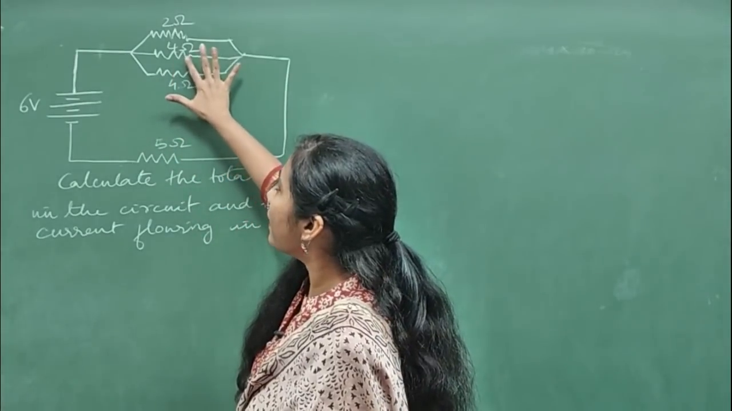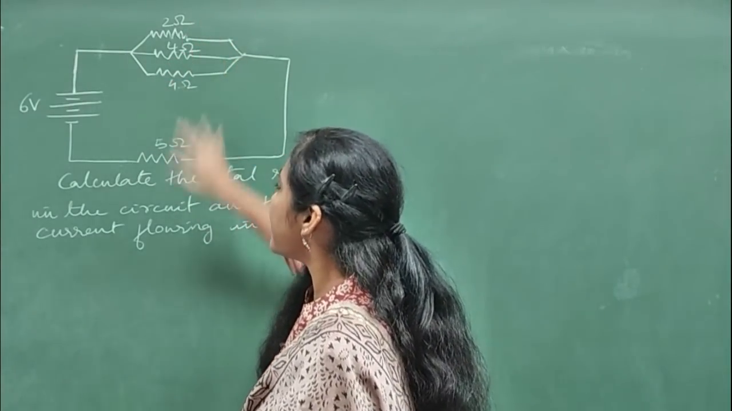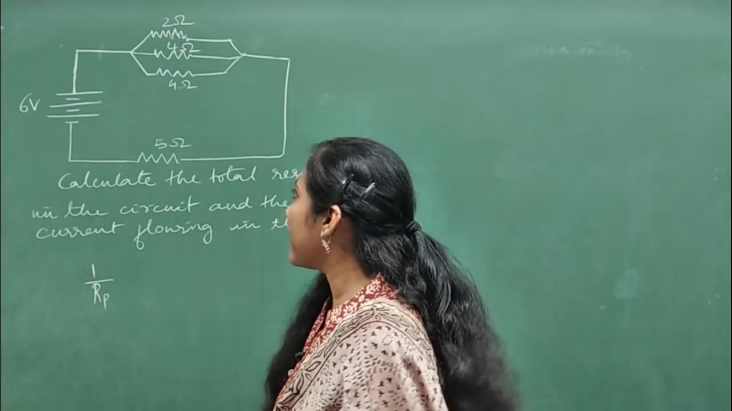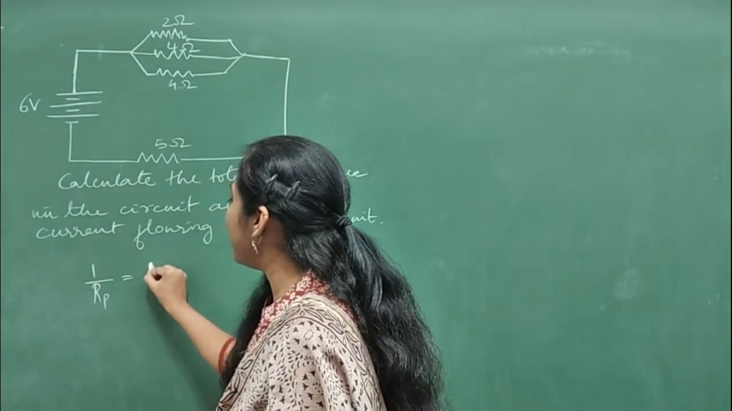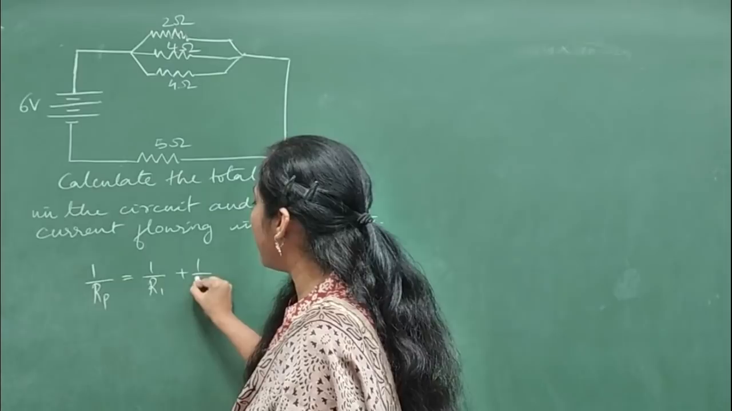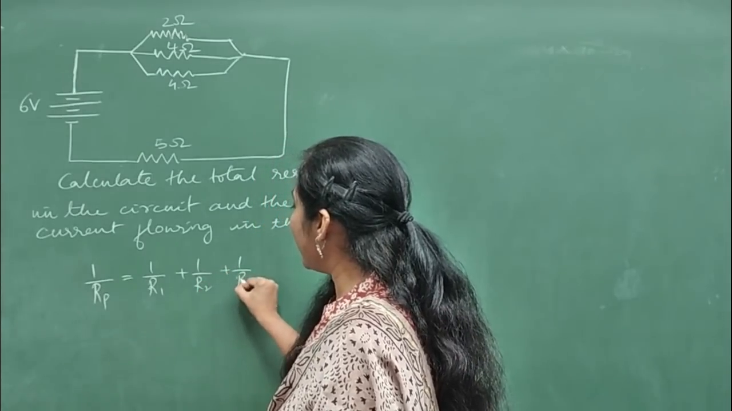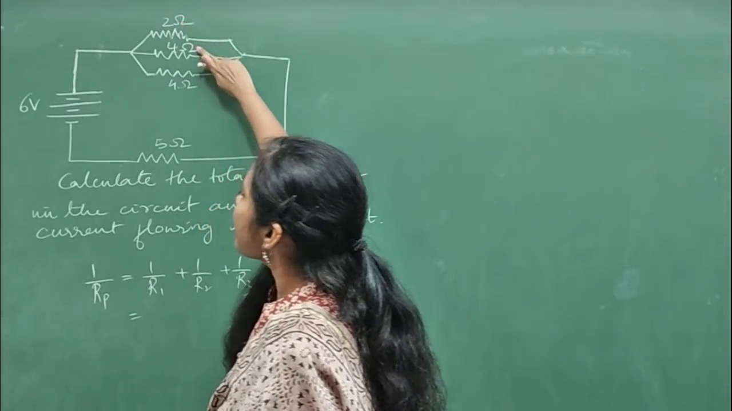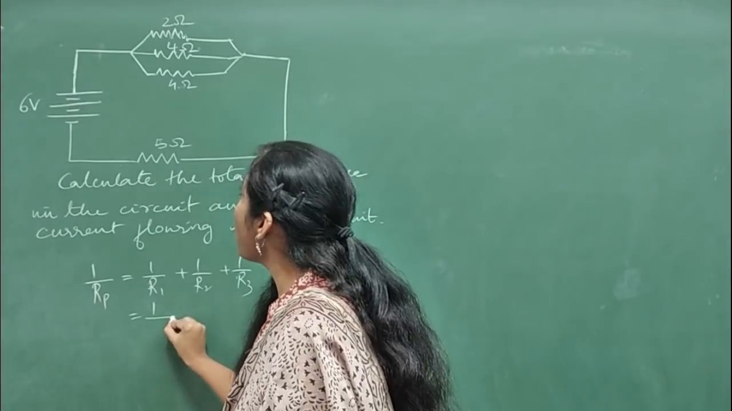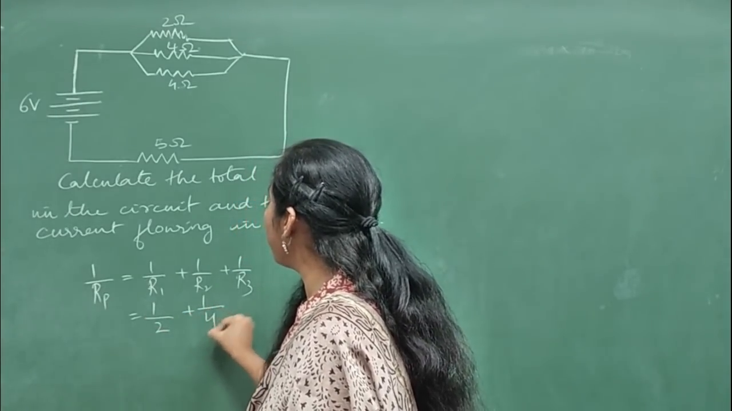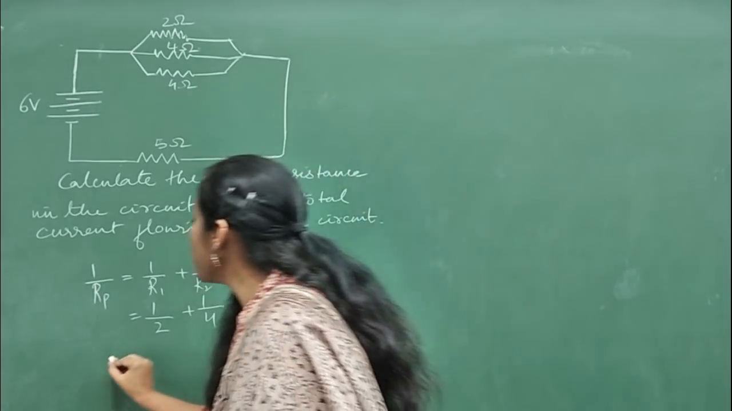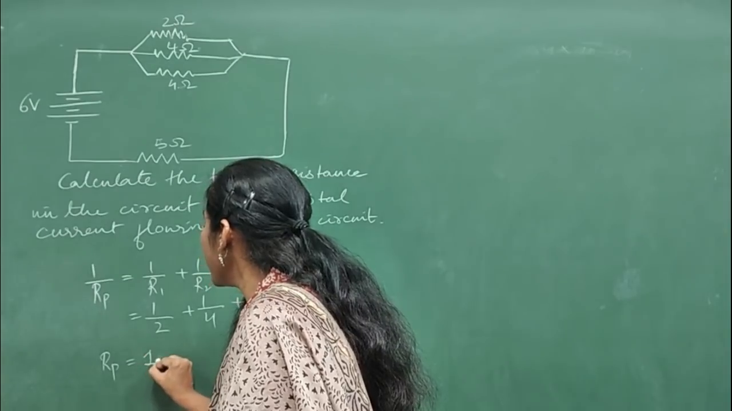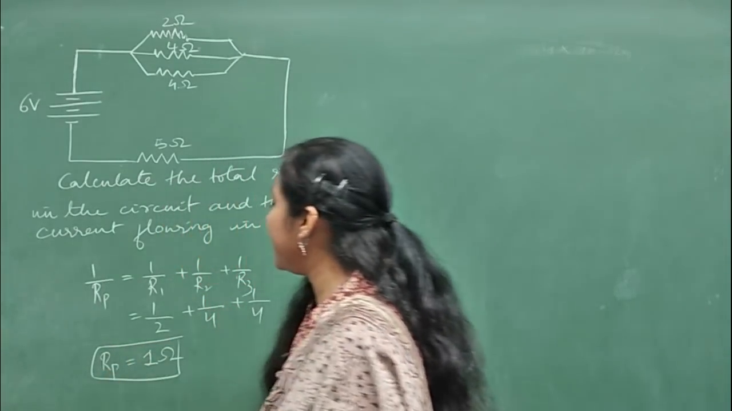So let me calculate the resistance of this, since they are connected in parallel. What is the formula if the resistances are connected in parallel? That is 1 by Rp is equal to 1 by R1 plus 1 by R2 plus 1 by R3, isn't it? This is R1, this is R2 and this is R3. So it is 1 by 2 plus 1 by 4 plus 1 by 4. So your Rp you will get as 1 ohm, isn't it? So if you calculate, the Rp is 1 ohm.